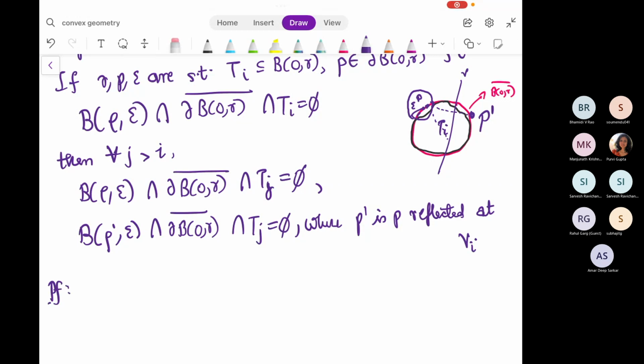So, proof. Yeah, that's right. The way to think of this is that if T_i is not intersecting the ball of radius epsilon, then T_{i+1} will also not intersect the ball of radius epsilon. Furthermore, there will also be another region of non-intersection created by the reflection of the other intersection.